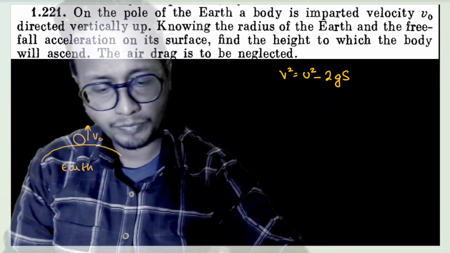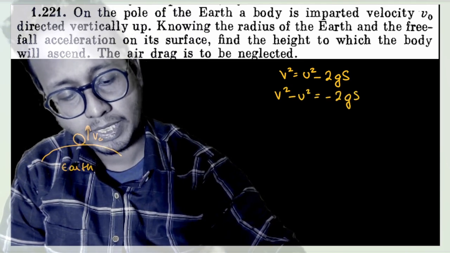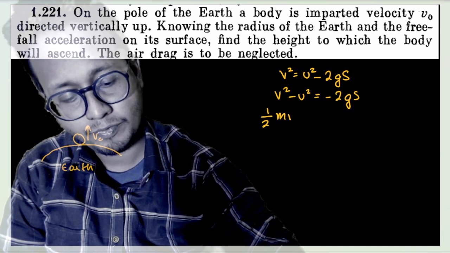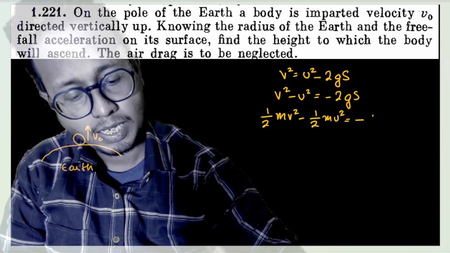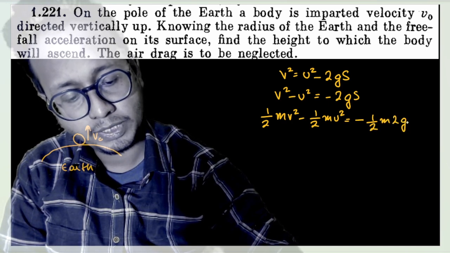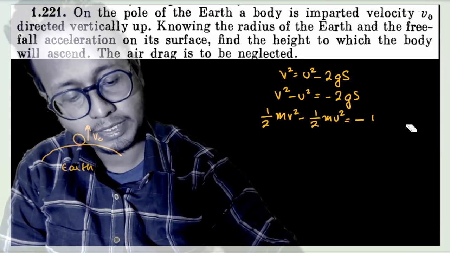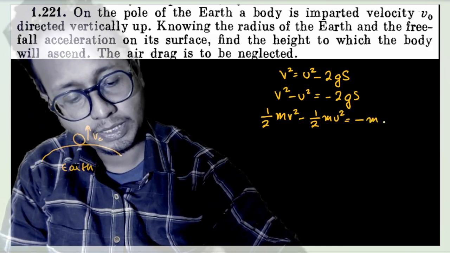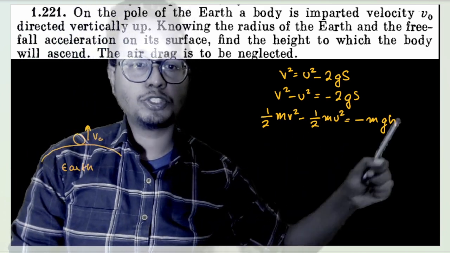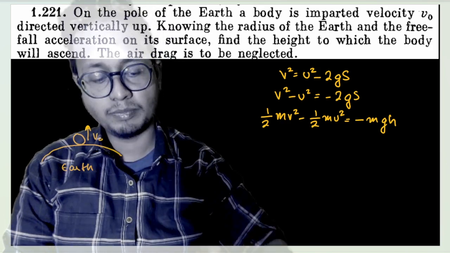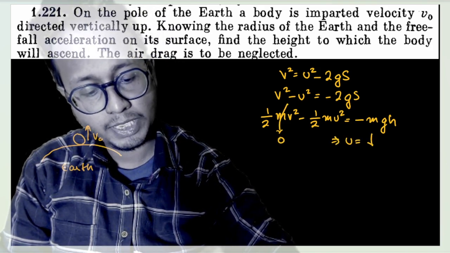How is that? See, if I send u square to the left, v square minus u square is nothing but minus 2gs. Okay, if I multiply by half m, half mv square minus half mu square is equals to minus half into m into 2gs. Okay, 2 and 2 will get cancelled. It will be minus mgs. So work energy theorem is nothing but final kinetic energy minus initial kinetic energy is equals to work done by gravitational force. So final kinetic energy becomes 0, and you usually get u is equals to how much? Under root of 2gh.